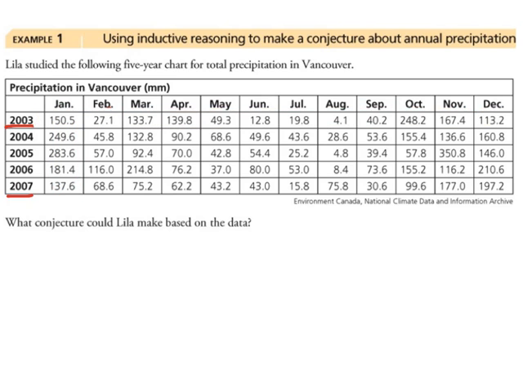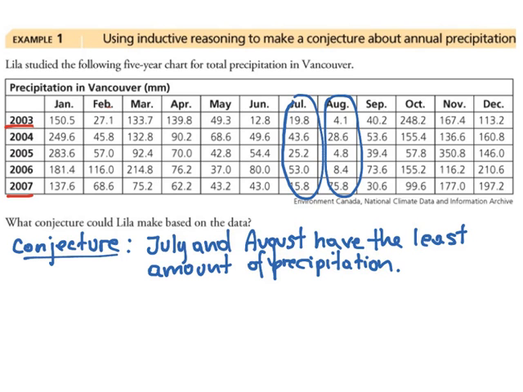What I'm going to take a look at, and what interests me in this case, is the precipitation for the months of July and August. Just by looking at the numbers and comparing to the precipitation of all the other months, it seems to me that July and August have the least amount of precipitation. So that's what my conjecture will be: that July and August have the least amount of precipitation.